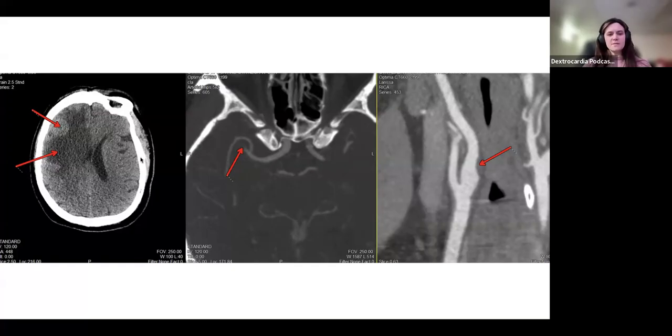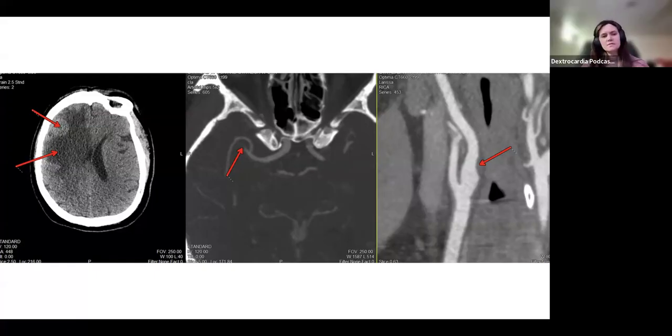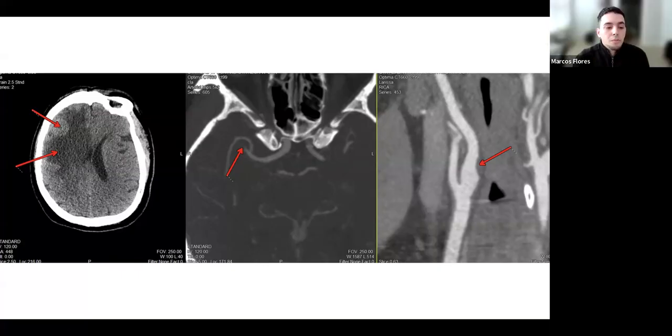Is there anything else you wanted to comment about this image, Marcos? No. Okay. One thing is that whenever we see a CT scan, we also look at the eyes. You can see there on the right side, which is the left side, you're going to see the eye over there. That means the patient is a little bit twisted. We use that to compare both sides.